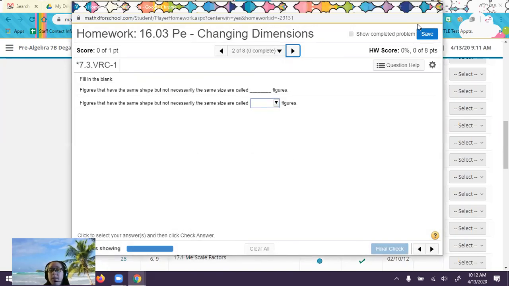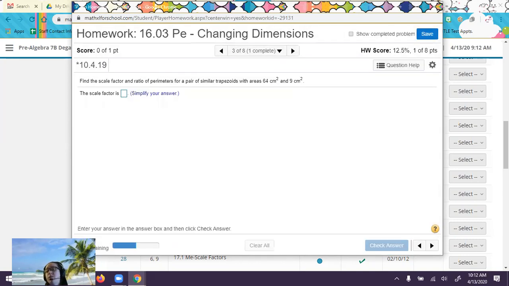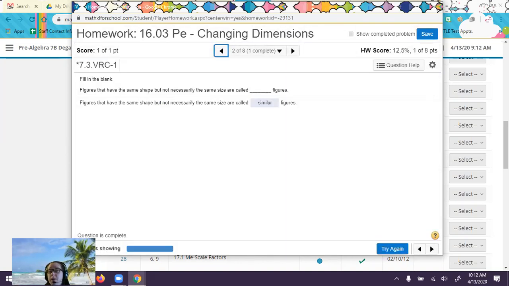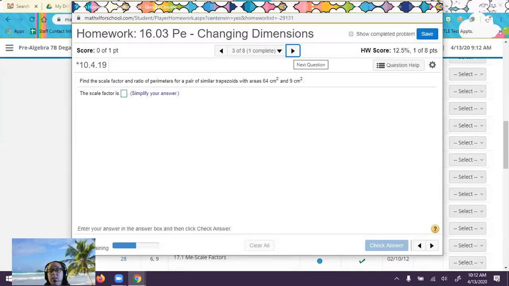For this one, figures that have the same shape but not necessarily the same size are called similar figures. And if you ever get this question wrong, you can always go back and try again. If you changed it to like congruent or something like that, it'll pop up and say similar question. Always click on that, because that will give you another chance of answering the question correctly. And you can always get 100, always.